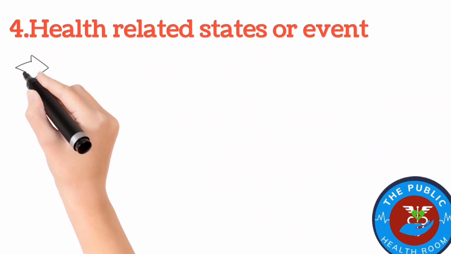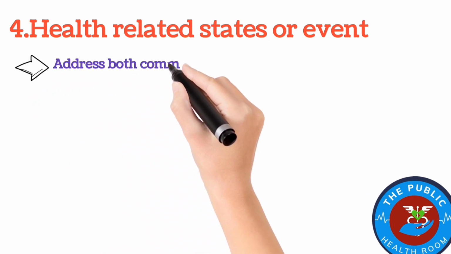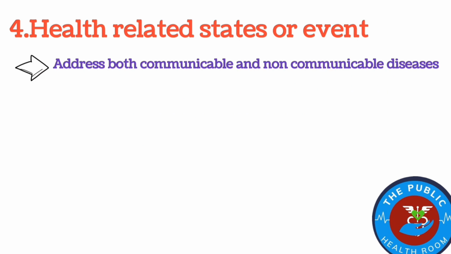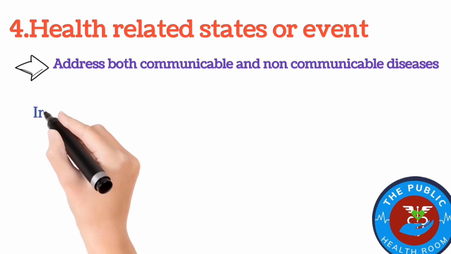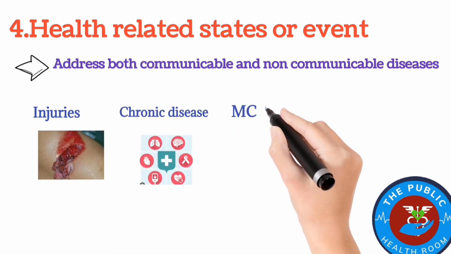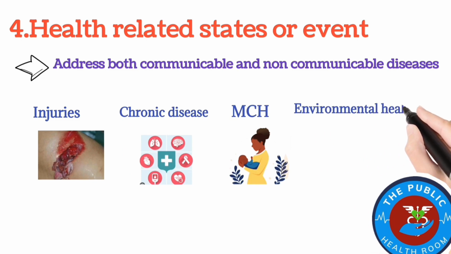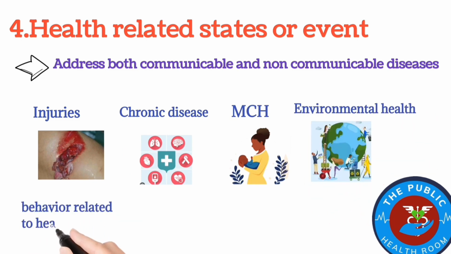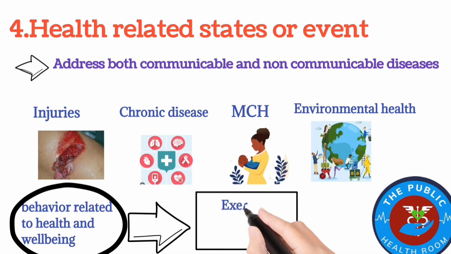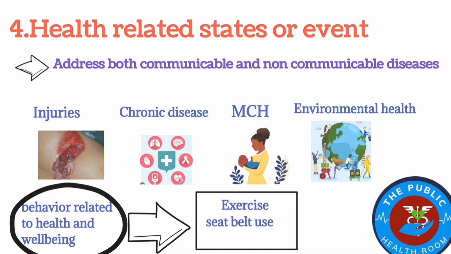Health-related states or events. Epidemiology was originally focused exclusively on epidemics of communicable disease, but was subsequently expanded to address endemic communicable disease and non-communicable diseases. By the end of the 20th century, additional epidemiological methods had been developed and applied to injuries, chronic diseases, maternal and child health, environmental health, and occupational health. Then the epidemiologists began to look at behaviors related to health and well-being, such as the amount of exercise and seat belt use.